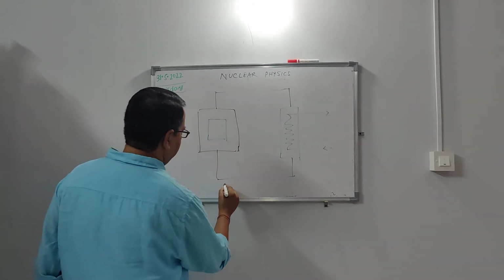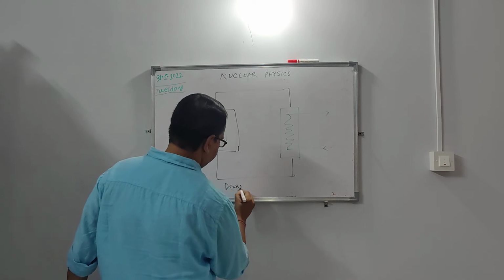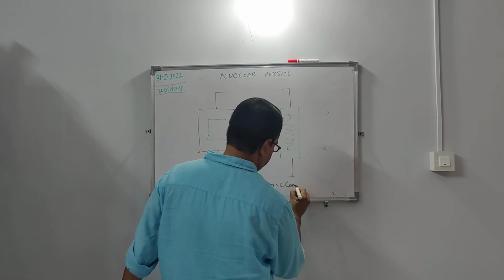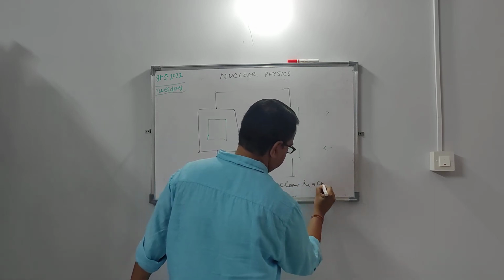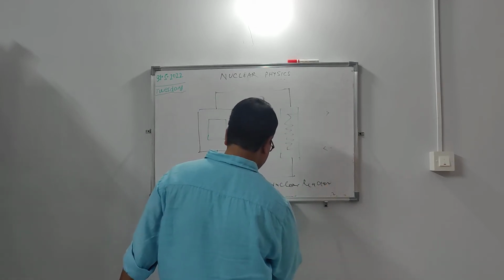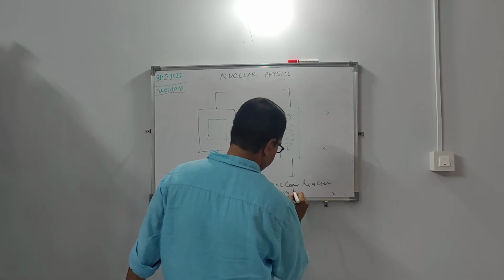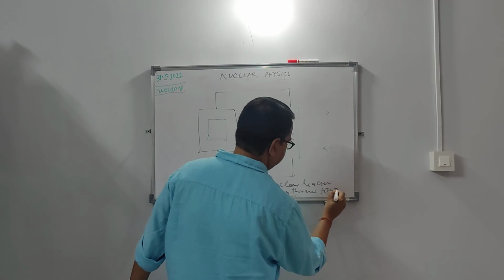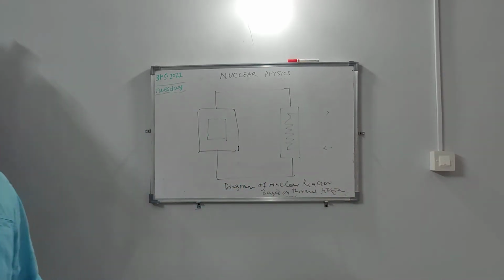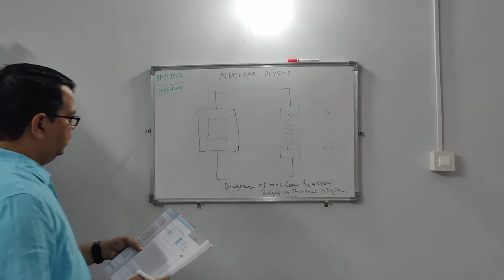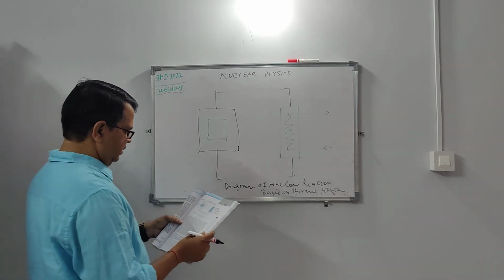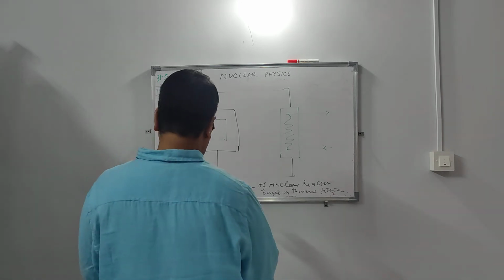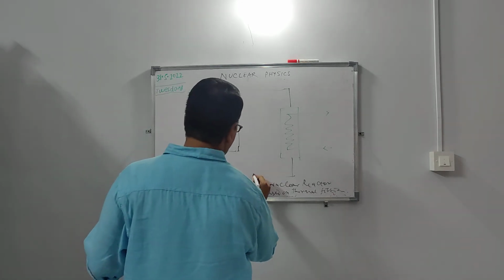Diagram of nuclear reactor based on thermal fission, right? So I have explained to you the nuclear fission principle. So inside this, what are the different components? Here you can see there is a closed circuit.